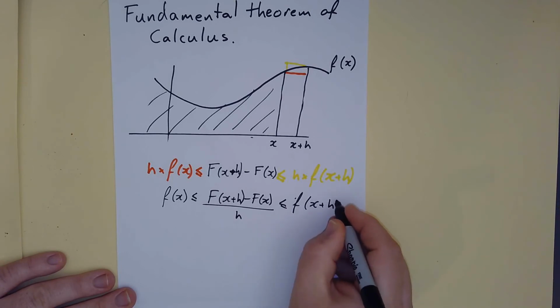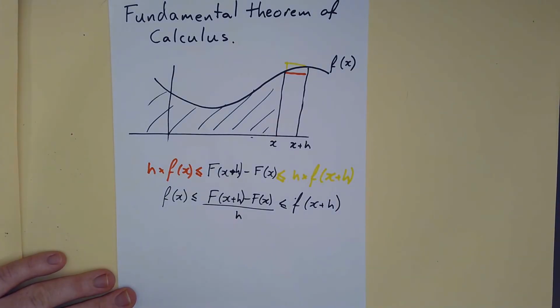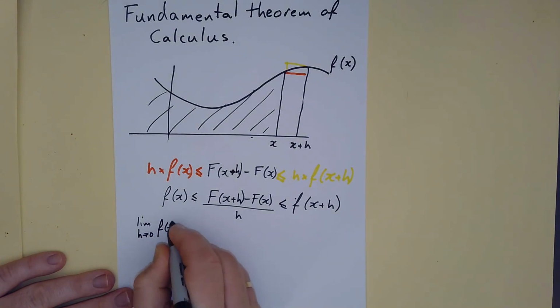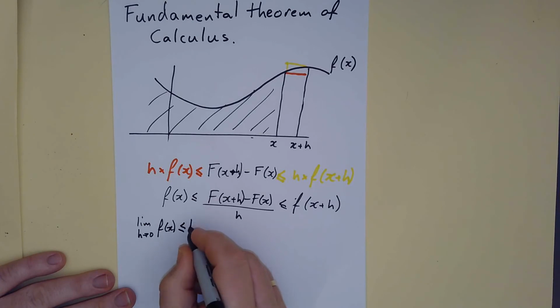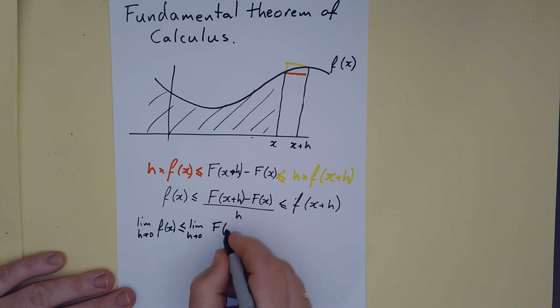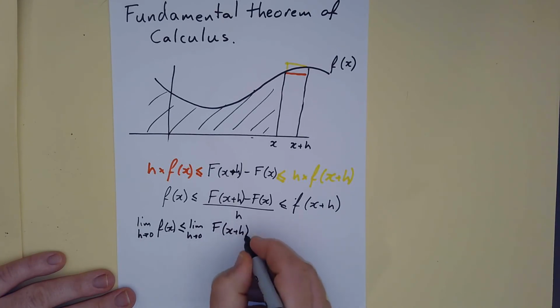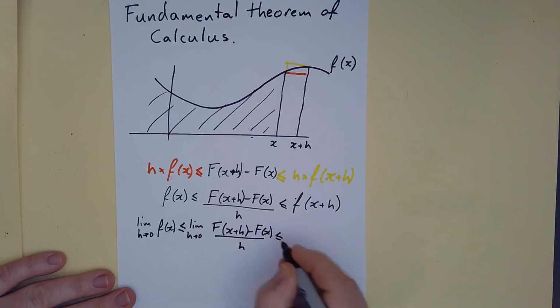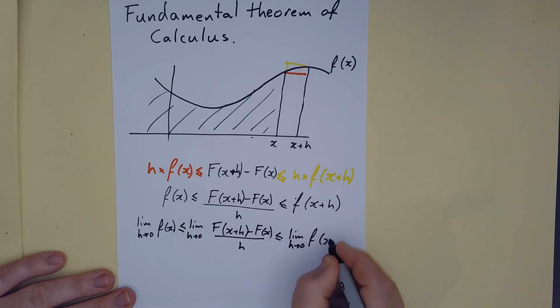And now I'm going to take a limit. Now I'm going to take the limit for every single one of them. I'm going to make that h smaller and smaller and smaller, and see what happens when I get that smaller and smaller bit. So limit as h goes to 0 of f of x is going to be less than or equal to limit as h goes to 0 of capital F of x plus h minus capital F of x all over h, which is less than or equal to limit as h goes to 0 of f of x plus h.